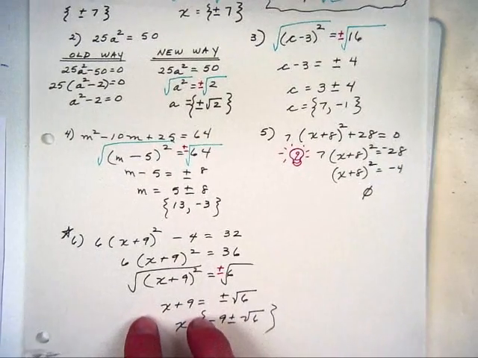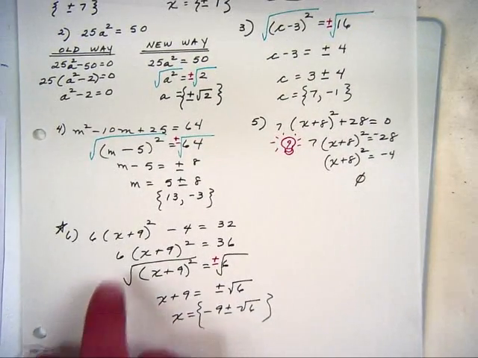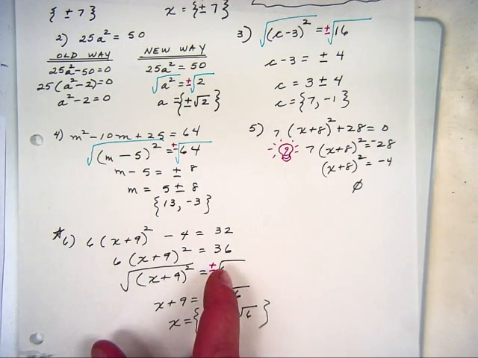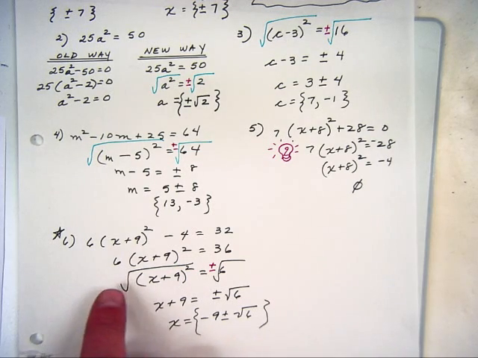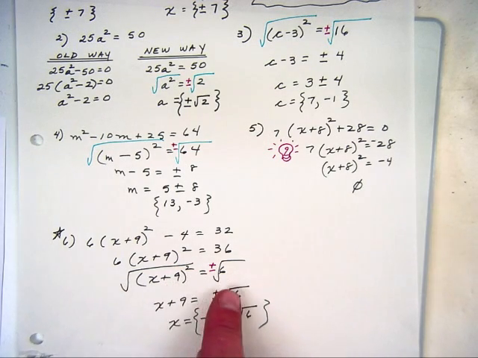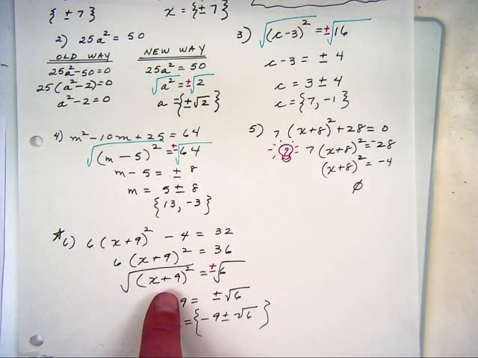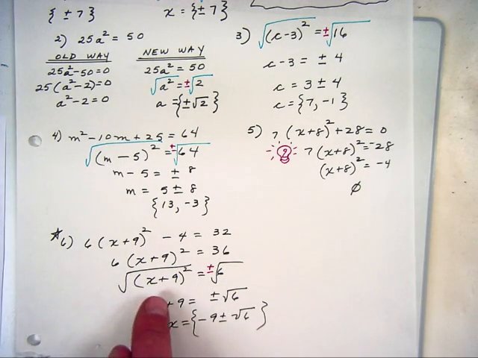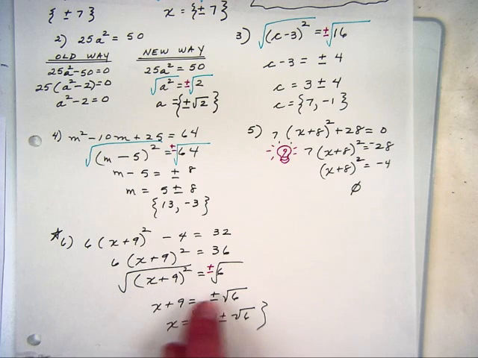Here's a starred problem we'll work through. This is another one that we'll solve with perfect squares. We're going to add 4 on both sides to get 36 here. We divide 6 on both sides, so we're left with 6 here and x plus 9 squared. We're going to square root both sides, and again, because we square rooted something with a variable in it, we're going to have to put a positive or negative on the other side.